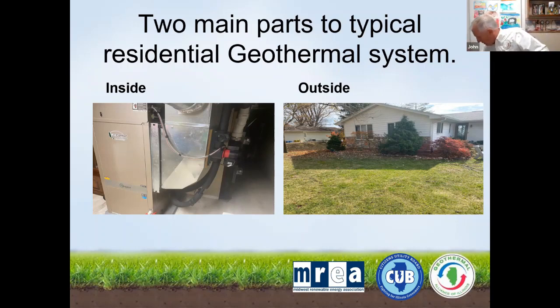My loop field is 175 feet in depth. It was put in the winter of 1999, has been chugging along, operating just perfectly ever since, and will be operating for many, many years, maybe nearly forever, just the same way as it is now.